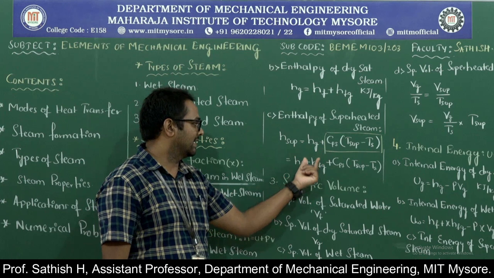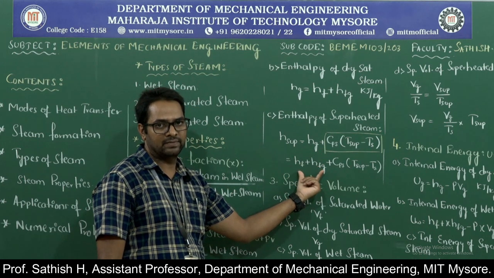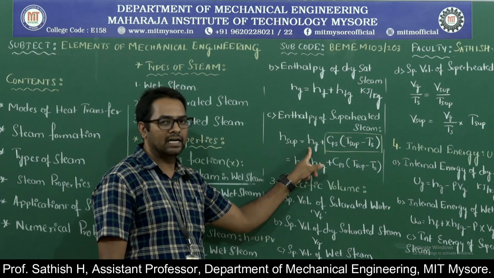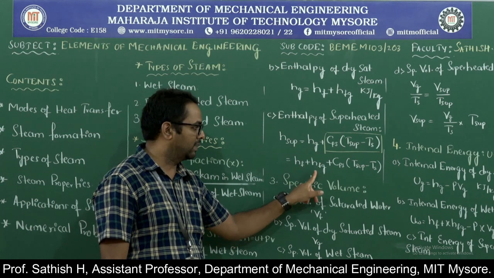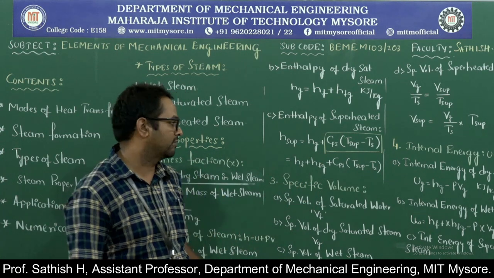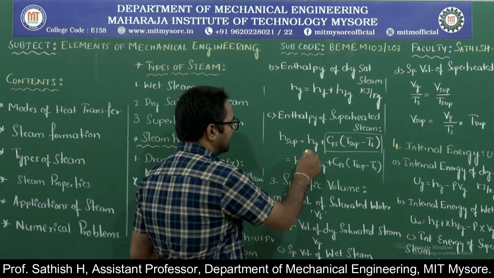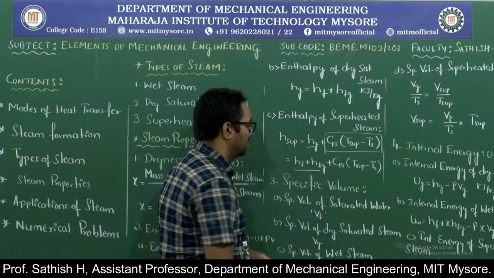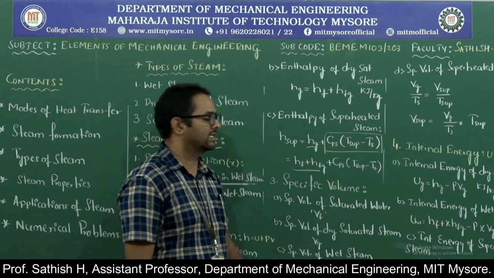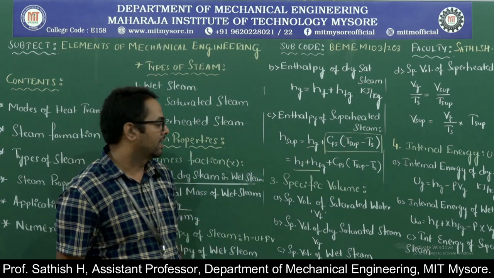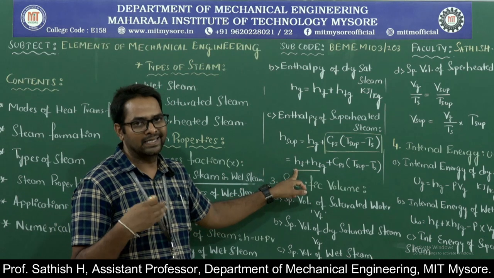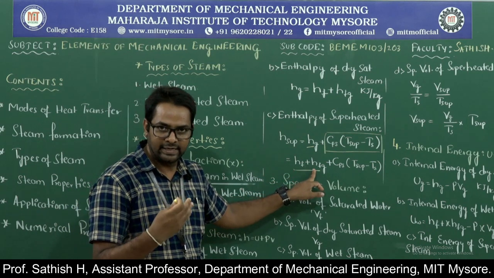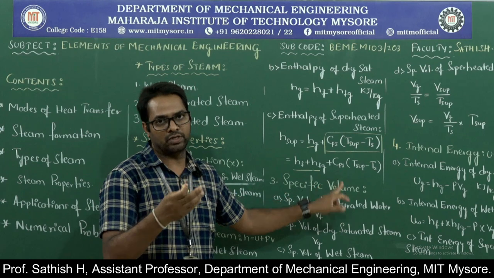If you replace Hg by Hf plus Hfg, since we know the enthalpy of the dry saturated steam is the sum of the sensible heat plus the latent heat of evaporation, and retain the superheat term as it is, we can write it in another form: the enthalpy of the superheated steam is equal to the sensible heat plus the latent heat of evaporation plus the amount of superheat.